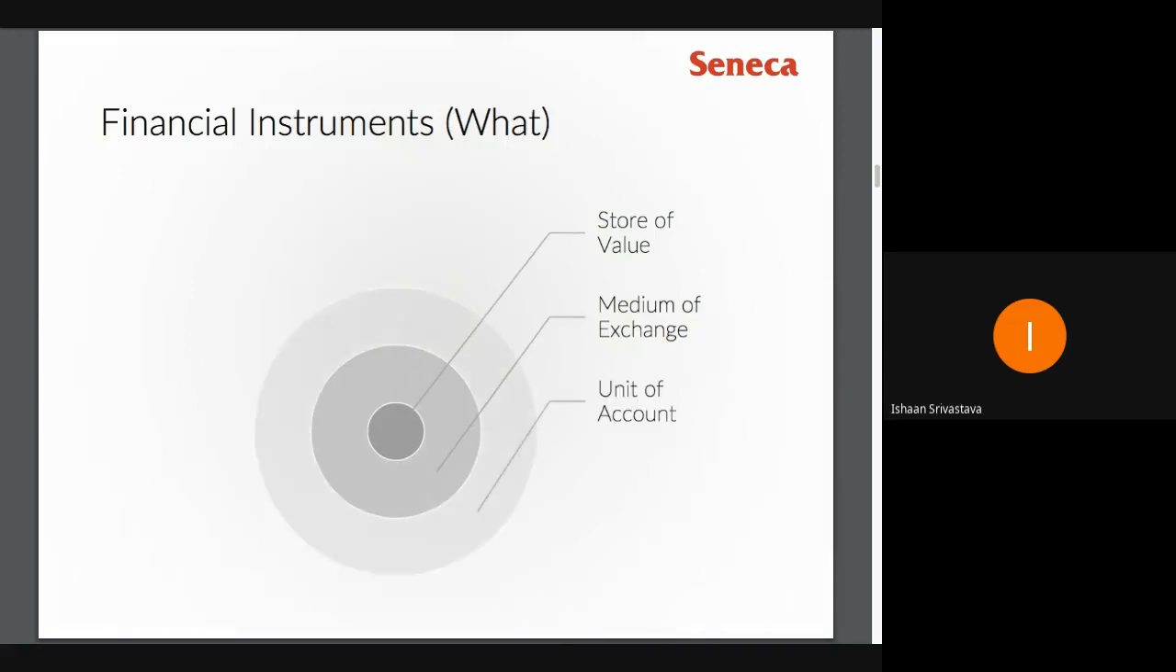The third rule is that it must be a unit of account. What do we mean by unit of account? Simply that you measure your wealth in terms of that item.